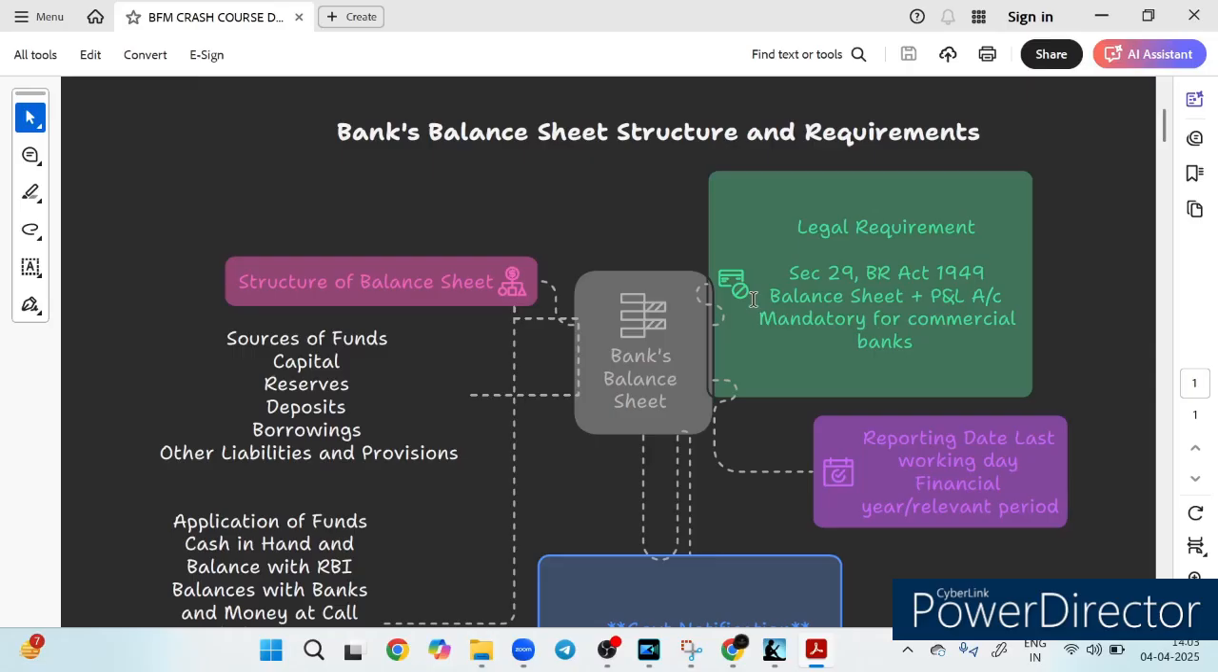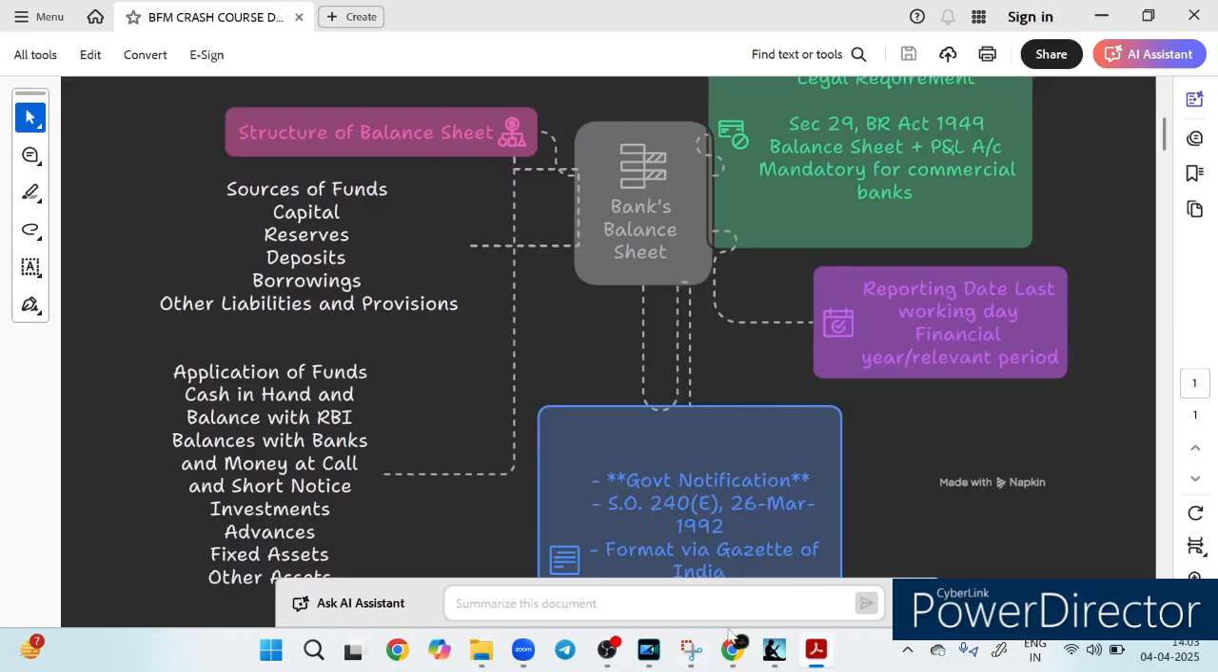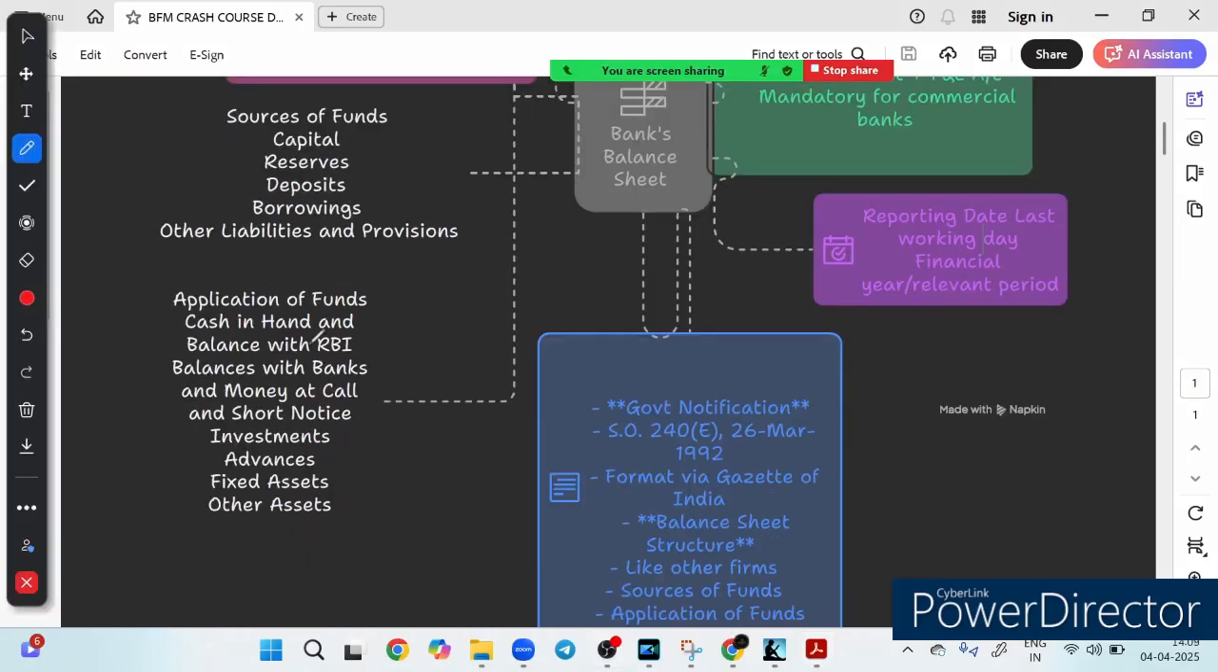Every bank balance sheet has two key parts. One is called source of funds and the other is called application of funds. So let me show you the two parts. If you look into the source of funds, this is where the bank gets its money. It includes capital, which means the money invested by the owners or shareholders. Then come reserves, meaning the portion of profit set aside for future needs. Then deposits, meaning the money customers keep in their savings, current or fixed deposit accounts. Then borrowings, meaning loans taken by the bank from other financial institutions. Then other liabilities, which means any additional obligations the bank has to fulfill. So these things comprise where the bank gets its money.